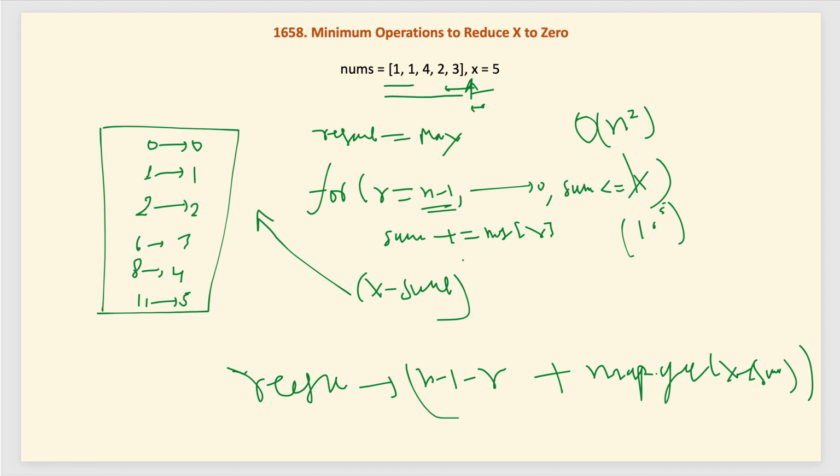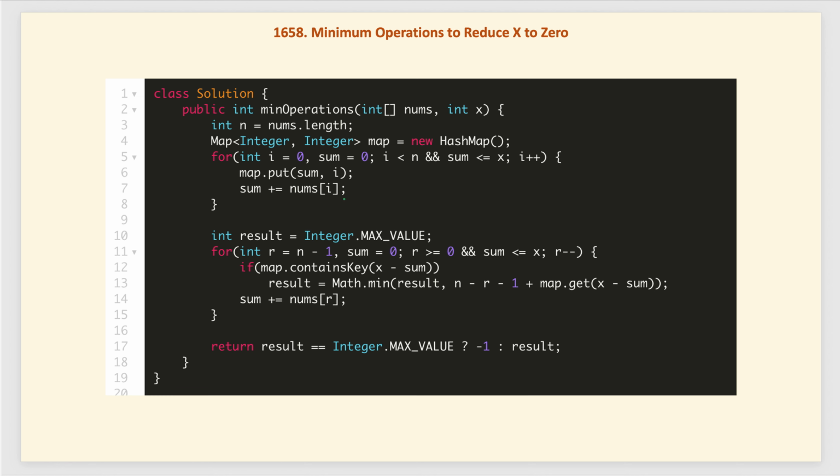So, this is the another solution. You can pause the video and try to code it out. Here is the code I have written. First we created a prefix sum map with the indexes, and second we are iterating from the right side and checking if we find x minus sum, the sum we evaluated so far. Then this will be the number of rightmost elements plus the number of leftmost elements, and we take the minimum of all possible cases. In the end, if the result is max, there is no solution, so return minus 1, otherwise return the minimum result we found.